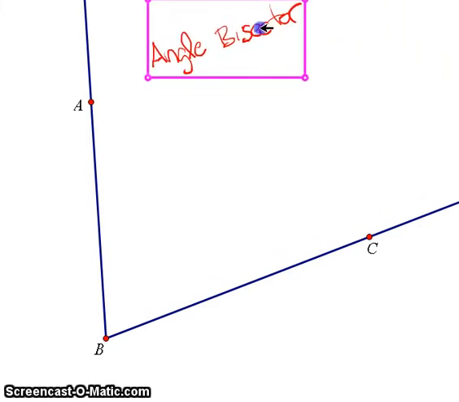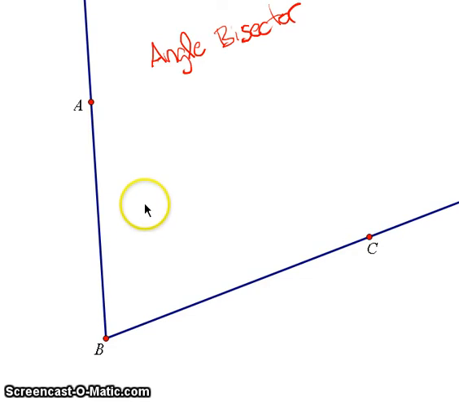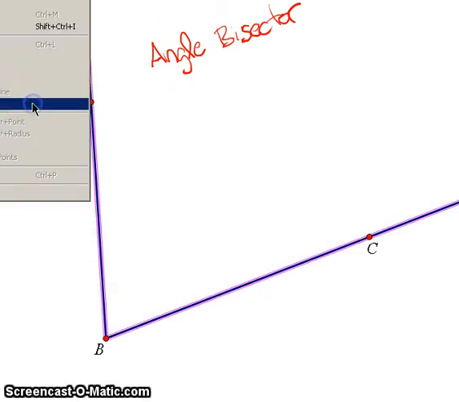So we're going to be talking about an angle bisector. An angle bisector is something, typically a ray, it could be a line or a segment, but it's something that breaks an angle, divides an angle into two congruent angles. So let's take this angle here and let's construct an angle bisector.